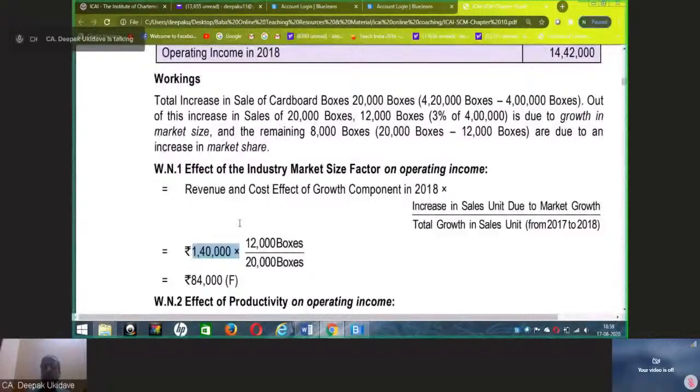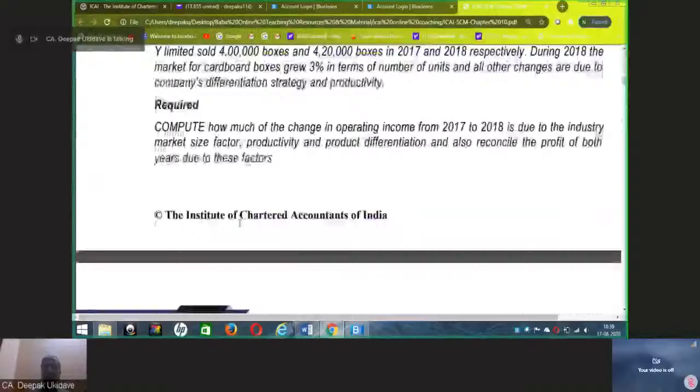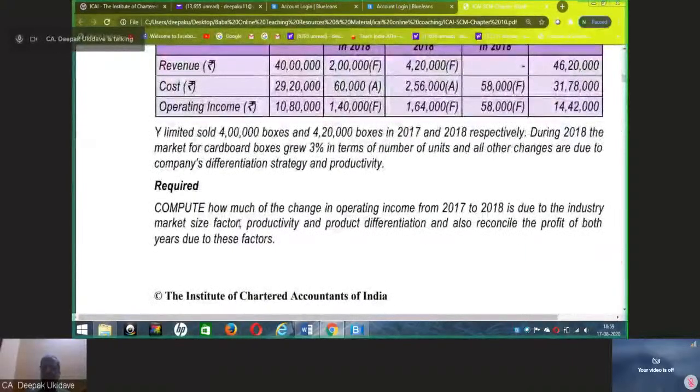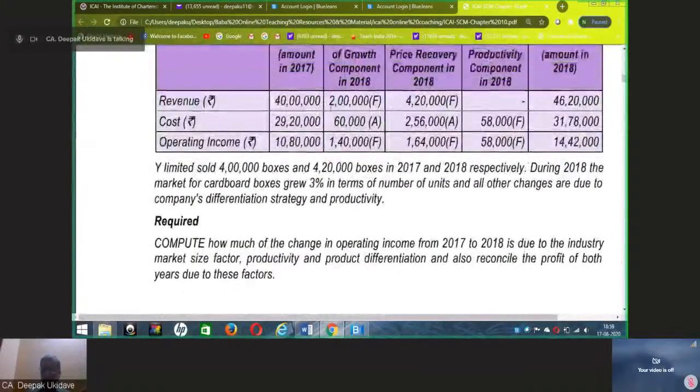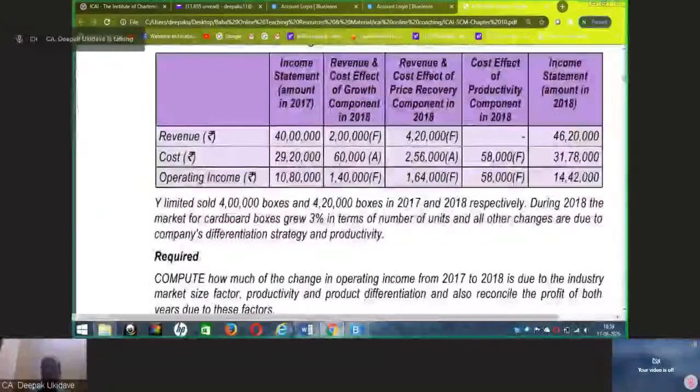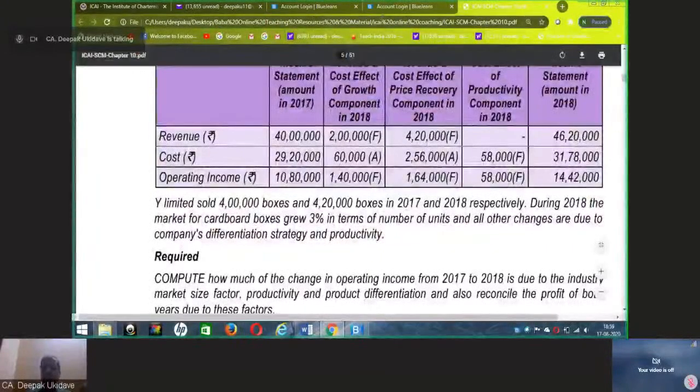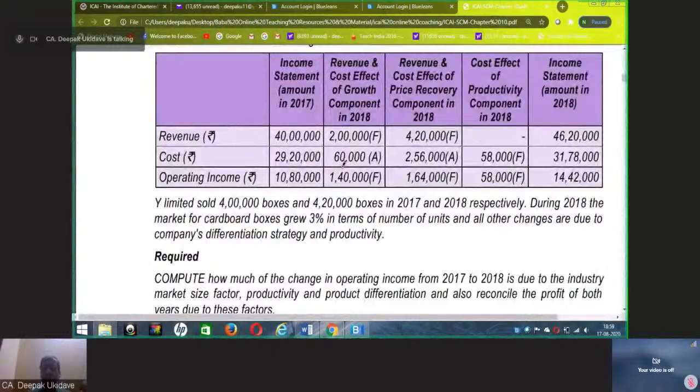Revenue effect and cost effect. Look at this operating income. The data says the revenue and cost effect. I'm highlighting this figure. This is the figure I'm lifting. 1,40,000. This is the figure I'm lifting. See, out of so many figures, you should understand which figure you are lifting. Why am I lifting 1,40,000? Because I'm preparing profit reconciliation. So obviously operating income I will pick up.